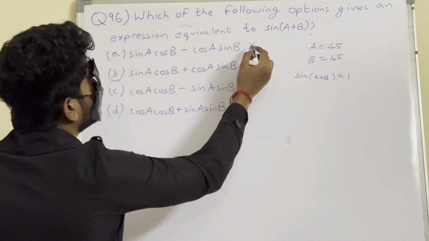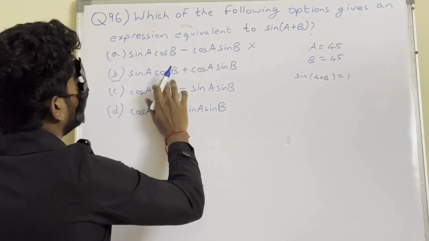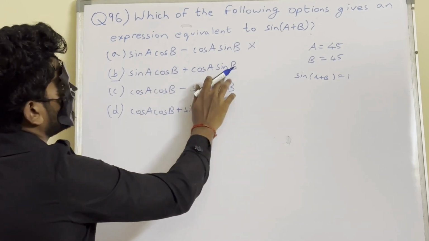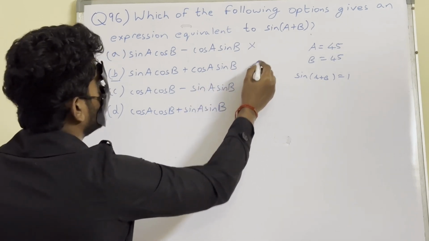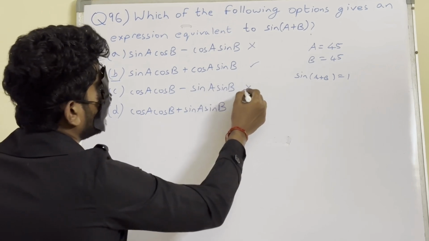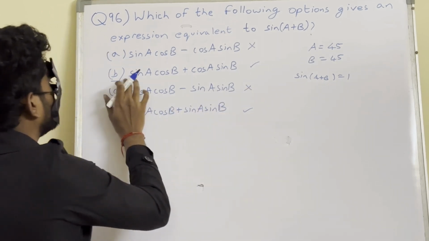So this option is not possible. Here, 1 by root 2 into 1 by root 2 plus 1 by root 2 into 1 by root 2, that is 1 by 2 plus 1 by 2, 1. So possibility is there. Here again they will cancel out each other, not possible. Here possibility is there. So we are left with B and D.